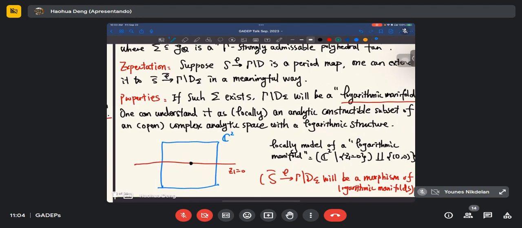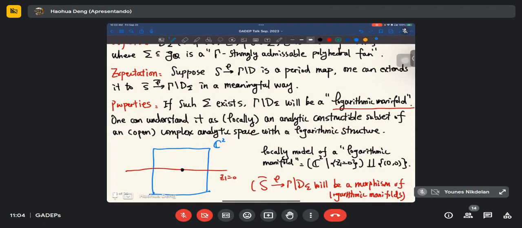To give you a naive example, let's consider this. This is one of the naive examples to understand what logarithmic manifolds look like.